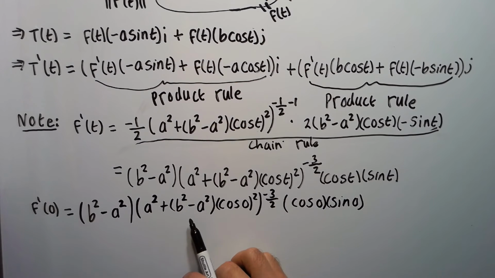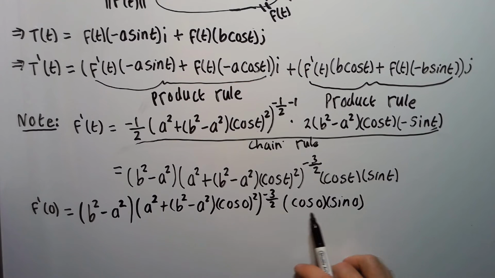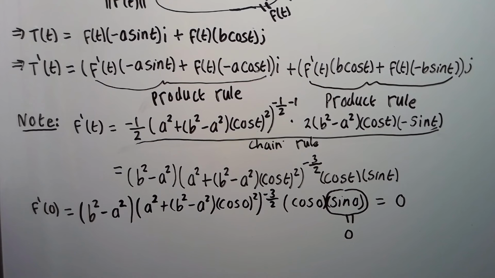So putting 0 in place of t everywhere, we'll get this. But now the sine of 0 is 0, and we got the sine of 0 right here, so it's going to make the whole thing 0, because it's all multiplication. So we got 0 for f prime of 0.